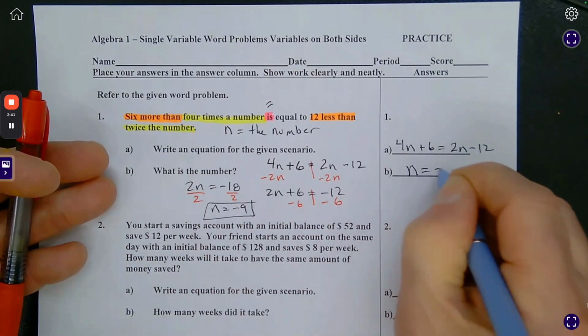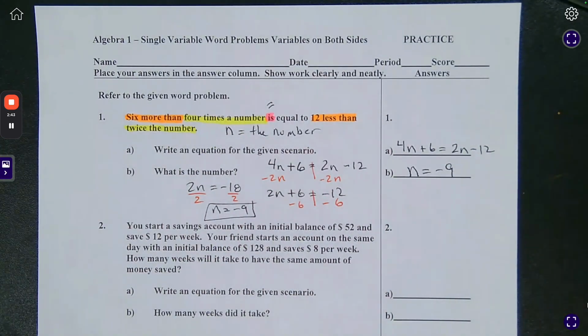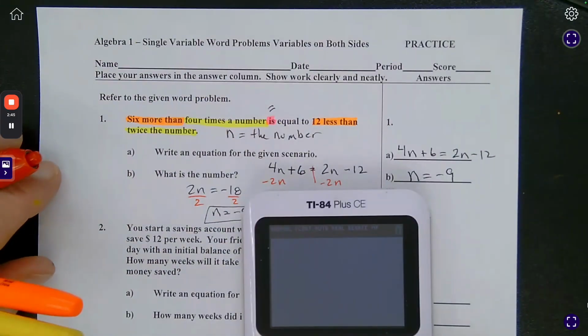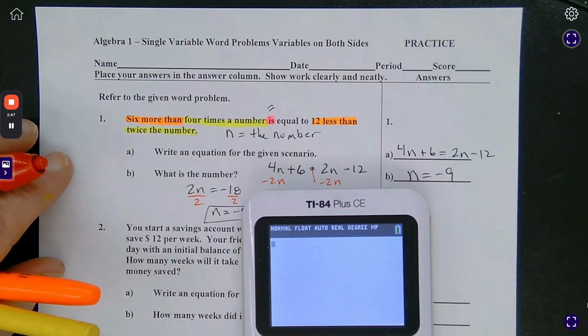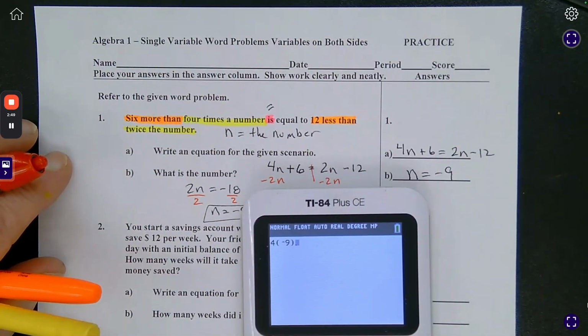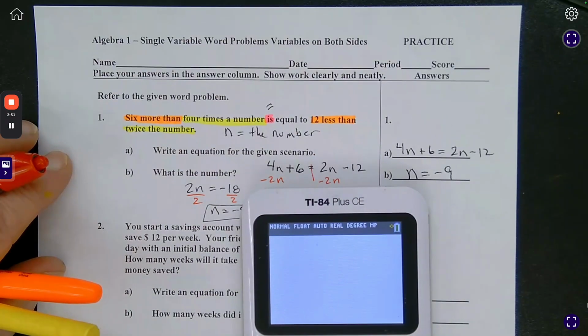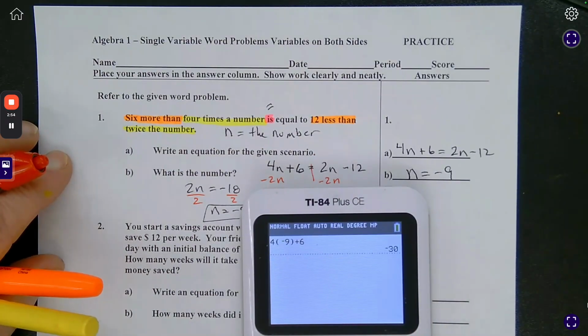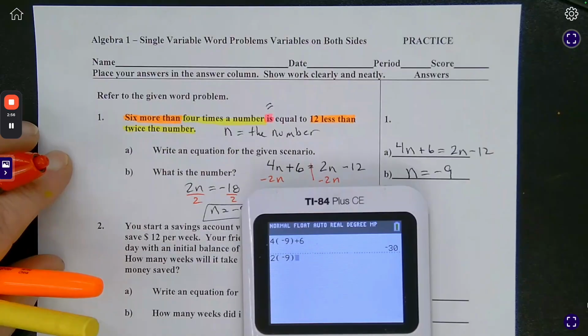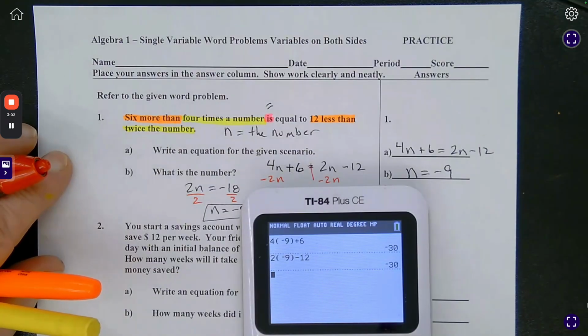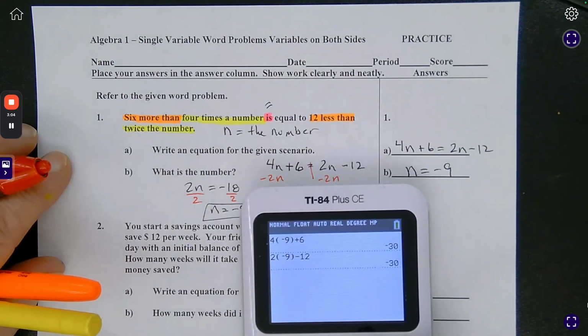All right, let's see how we did. Here's how I can see how I did. I'm going to go to my equation that I wrote, and I'm going to put in negative 9 for my n. So I'm checking. That gave me negative 30. Now I'm going to go to the other side, and I'm going to put in negative 9 as well. Negative 30. So that must be the number, because it makes both of my expressions the same value.